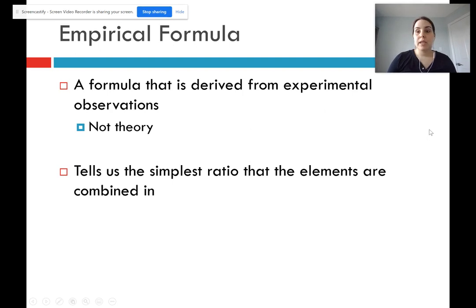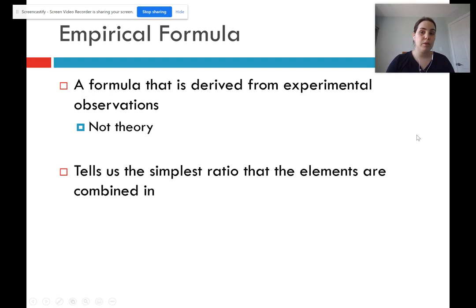Quick background on what an empirical formula is. An empirical formula is something that's derived exclusively from experimental observation. It's not something that's derived from theory. Essentially, what the empirical formula tells us is the simplest ratios that elements combine in. So it tells us for every one of these atoms, how many of another atom you're going to have. It doesn't actually tell you the exact quantities, but it tells you the simplest ratios.